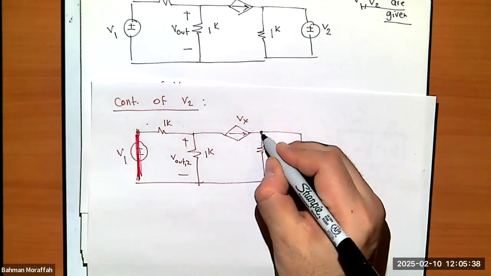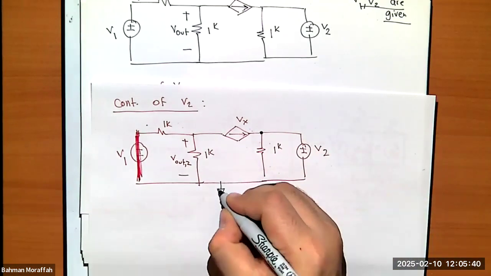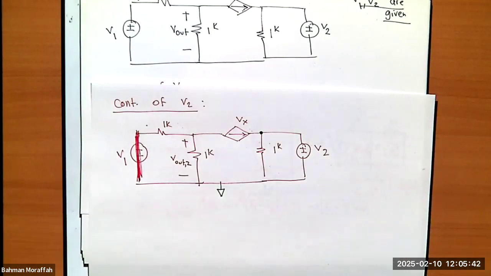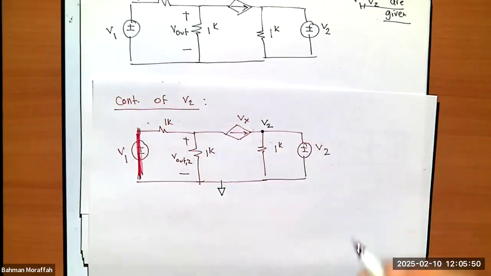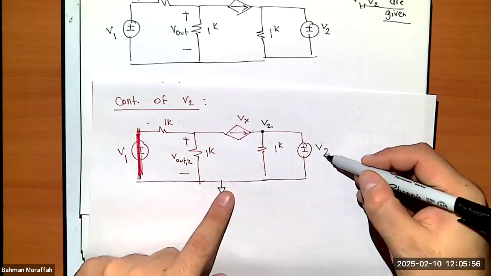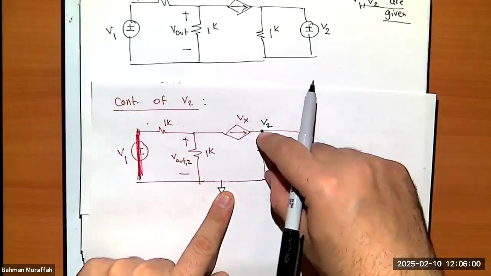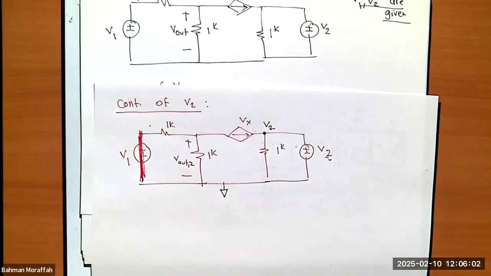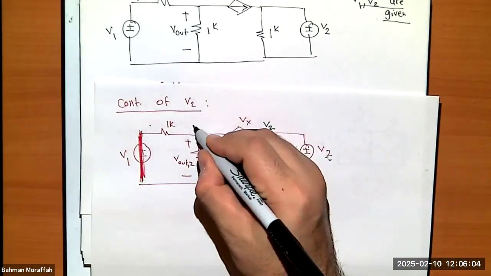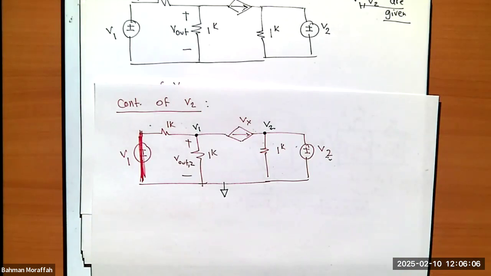What I'm claiming here is that let's do node analysis. Again, that's my favorite method of solving this one. I'm going to call this V2, right? And what I'm claiming is that I know exactly the value of V2. That's this guy, right? These two are in parallel. Let's call this one V1, right?